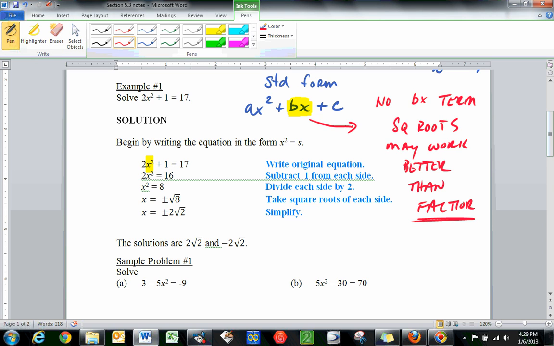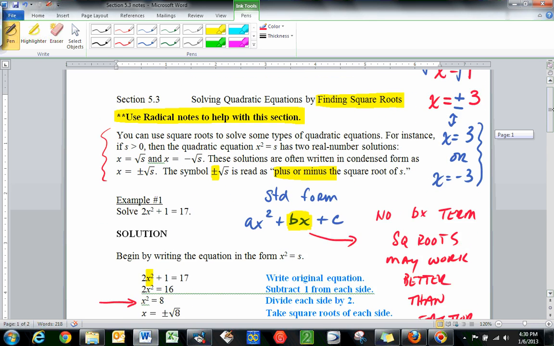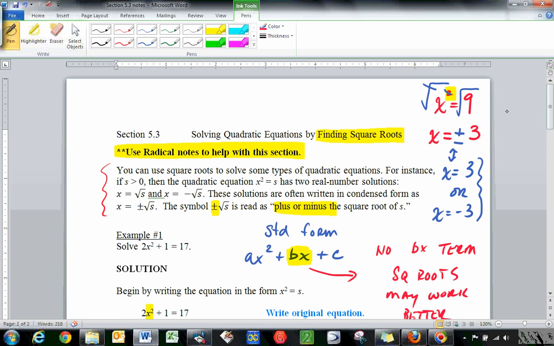So we'll see in the first step we're going to subtract 1 from both sides. Then we would have to divide both sides by 2, and that's going to get us x squared equals 8. Now we have the squared term by itself, which means that we can take the square root of both sides, very similar to what we did up here in the right hand corner.